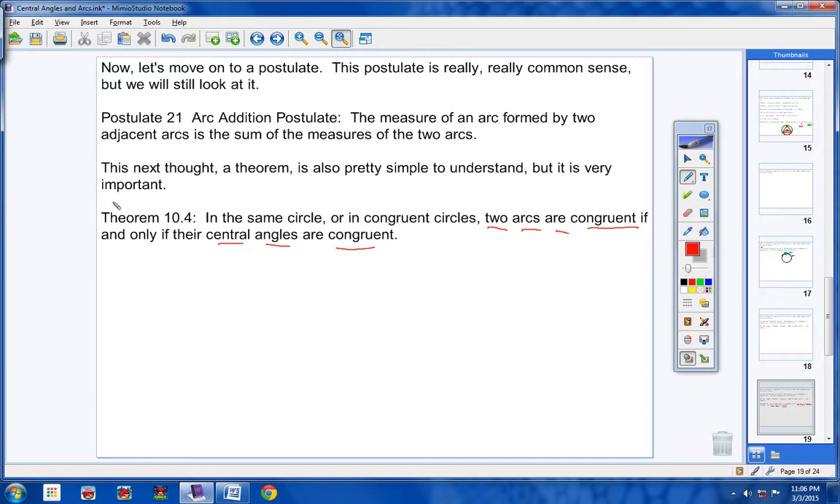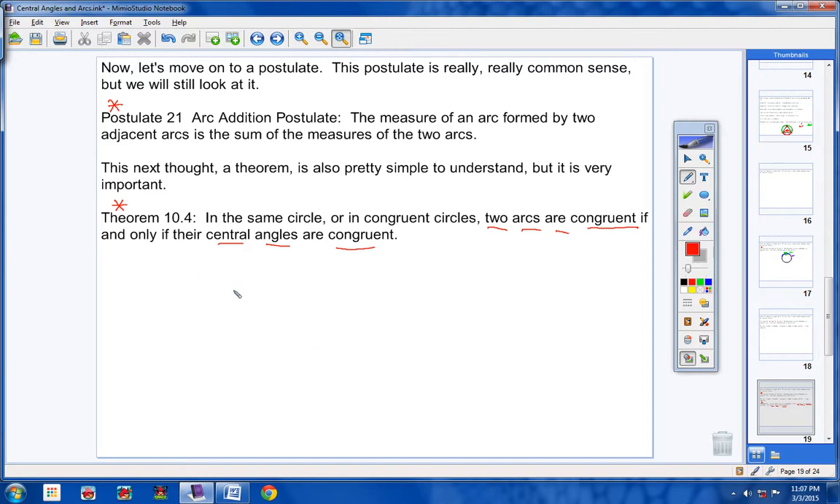Please copy this down, Theorem 10.4. You are responsible for this. In the same circle, or in congruent circles, two arcs are congruent if and only if their central angles are congruent. Okay, now first of all, let's talk about the if and only if part.